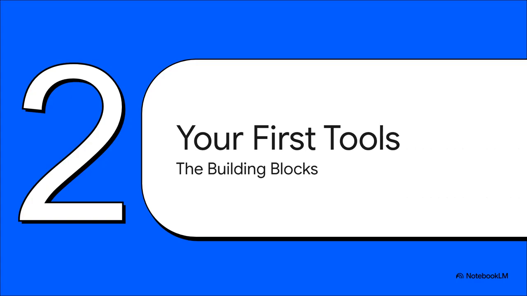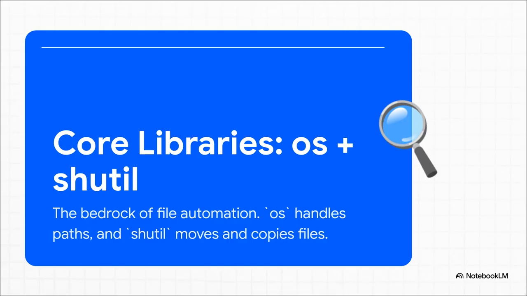Okay, so how do we even begin to build a solution? We're going to start with the fundamental building blocks, the core Python tools that make this whole thing possible. We're going to use two powerhouse libraries that are built right into Python, OS and Shutil. Just think of them as our tool set. The OS library is what lets our script see and interact with your computer's file system. And Shutil, that's the muscle. It gives us the power to actually move and copy files. With just these two, we can do some serious work.